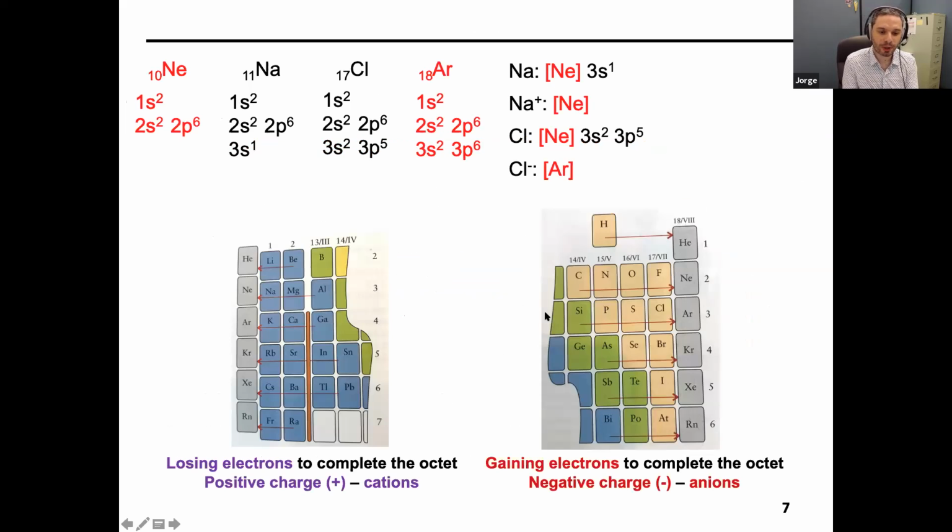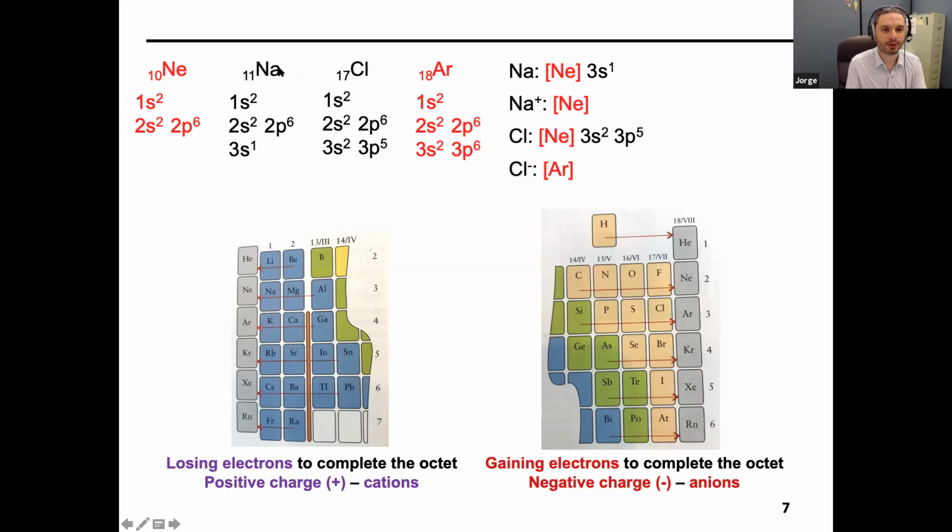Let's do here a quick recap regarding ionic bonding. In the ionic bonding, there is one element that will lose electrons and another element that will gain electrons. So therefore, any ionic compound is formed by a cation and an anion.